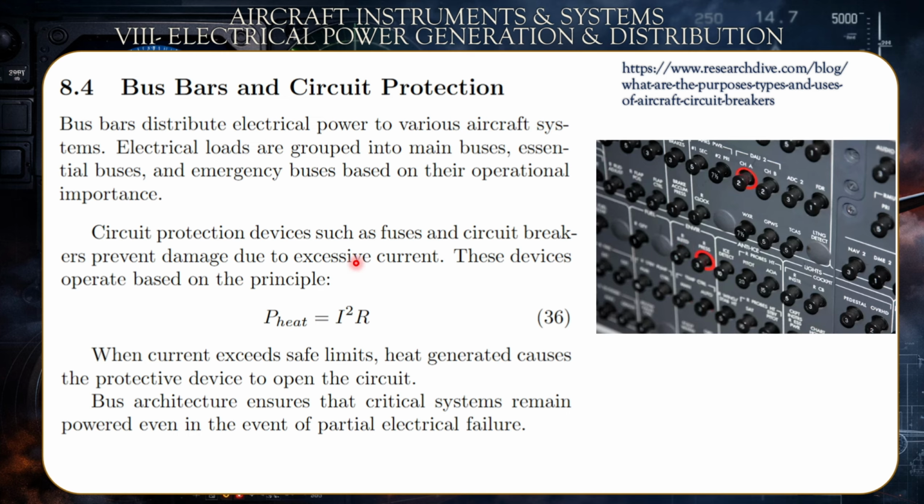So these devices operate based on the principle that P, the power of heat, is equal to I squared R. When the current exceeds safe limits, heat generated within the conductor of the circuit breaker causes the protective device to open, to pop the circuit, to cut the current and prevent a potential fire or overheating of the cables or wires. Bus architecture ensures that critical systems remain powered even in the event of partial electrical failure.